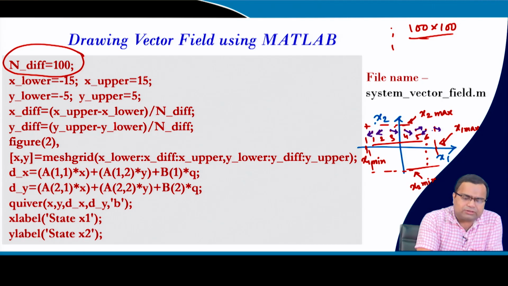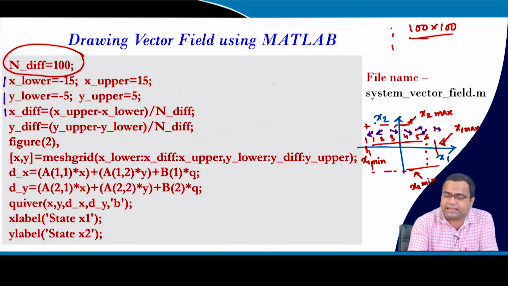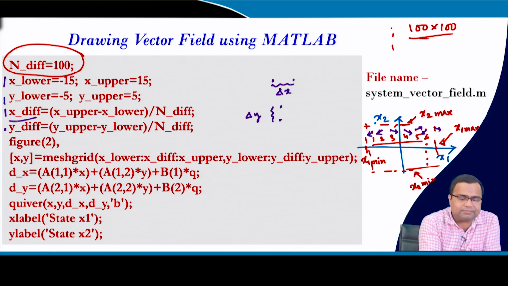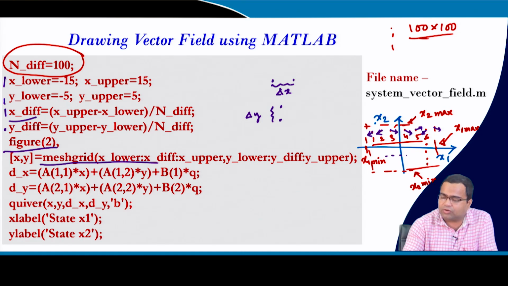So, this part is the lower limit for the x axis, and the lower limit for the y axis. Then you have to create the delta x, that means the difference between these two points is my delta x, the x diff, and the difference between y points is my delta y, the y diff. Then the figure, and this is a mesh grid where we are creating this grid of points.